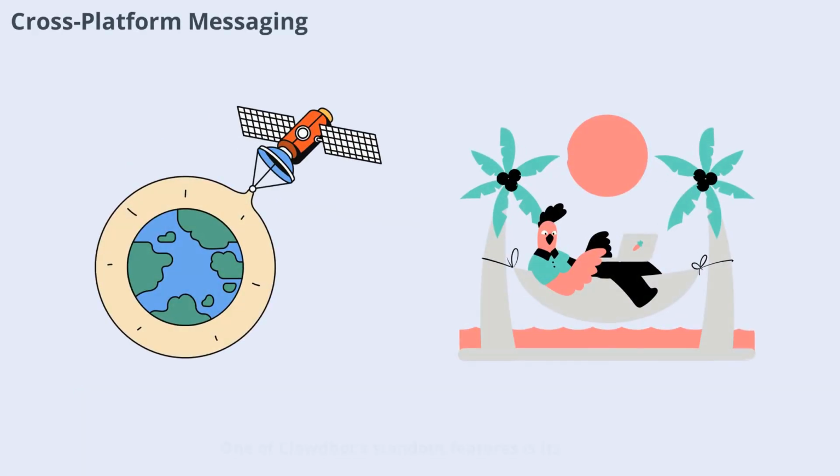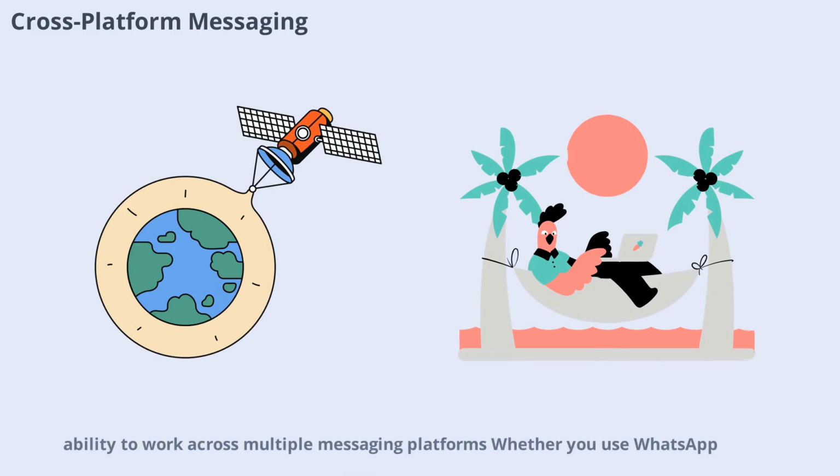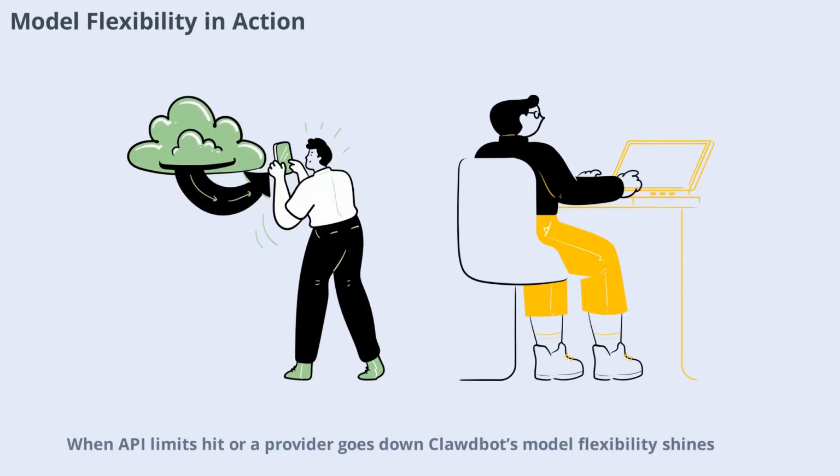One of Clawdbot's standout features is its ability to work across multiple messaging platforms. Whether you use WhatsApp, Telegram, Discord, Slack, Signal, or iMessage, Clawdbot is there for you. This means you can access your assistant from anywhere, on any device, making it incredibly versatile for both personal and professional use.